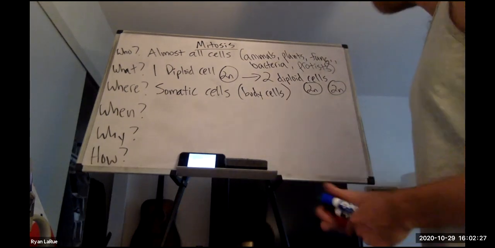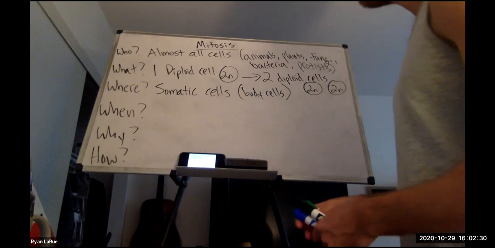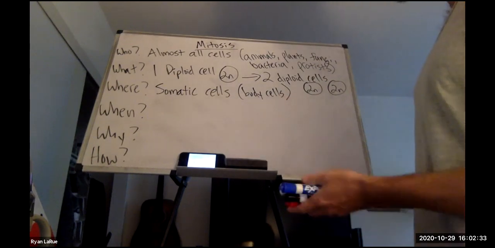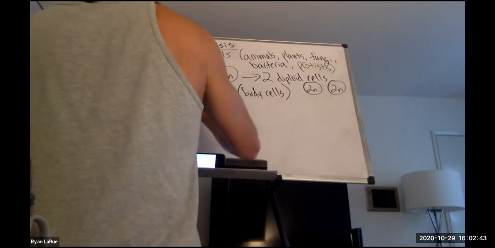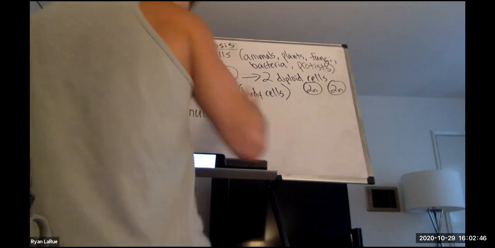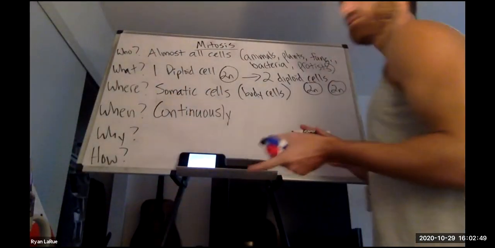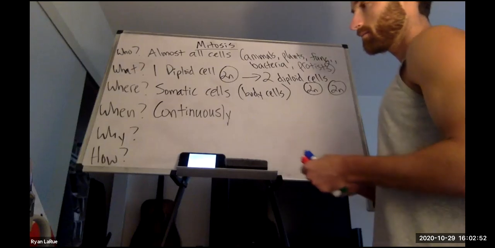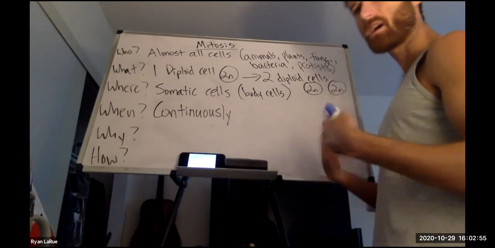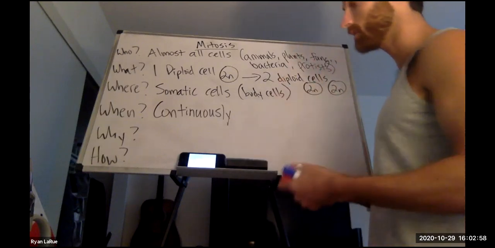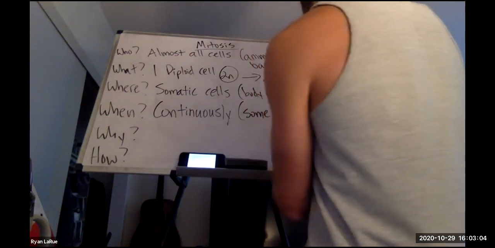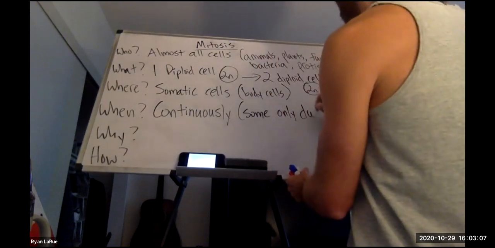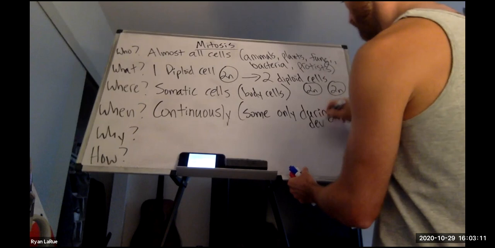Okay, speaking of growth and development, for the when, I'm going to write continuously, right? Cells in you and me and most life on the planet are constantly doing mitosis, so continuously, but as I mentioned, only some divide during development, right? Like muscle cells, brain cells, things like this, they're not constantly dividing or else they can become cancerous. So they stop. So some only divide during development.